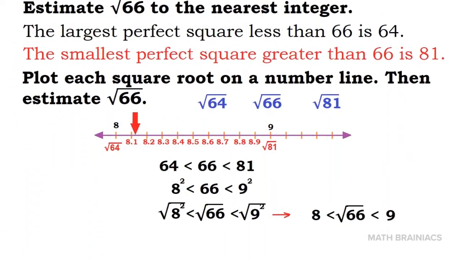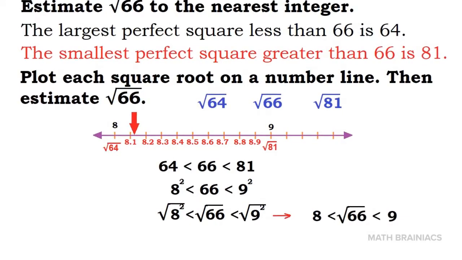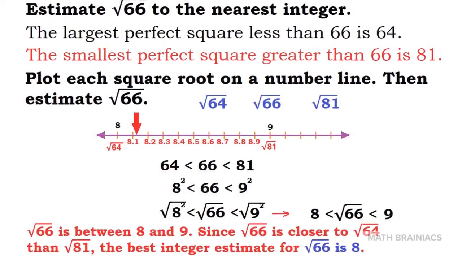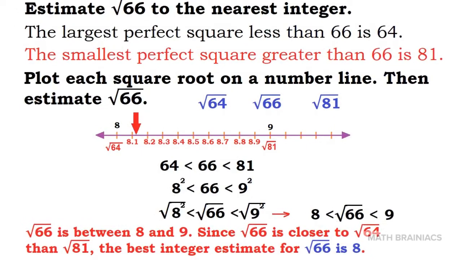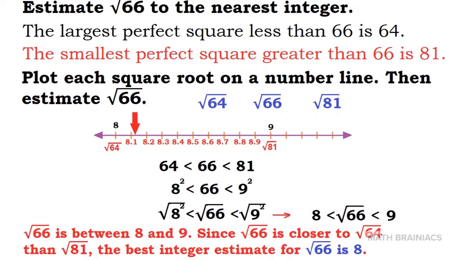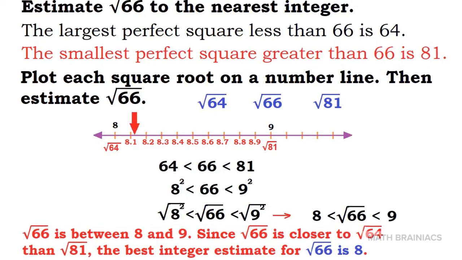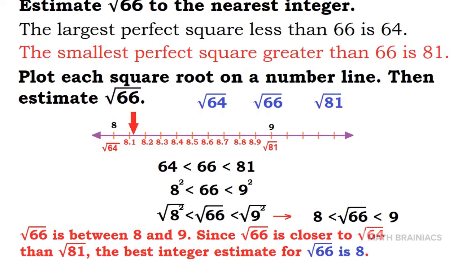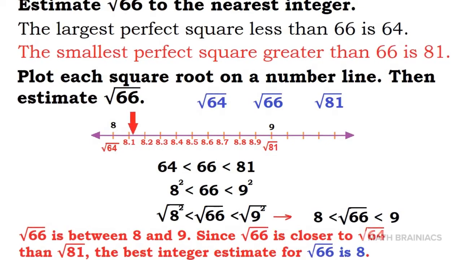Simplifying the square root of each number, it will give us 8 less than square root of 66 less than 9. Thereupon, square root of 66 is between 8 and 9. Since the square root of 66 is closer to square root of 64 than square root of 81, therefore, the best integer estimate for square root of 66 is 8.